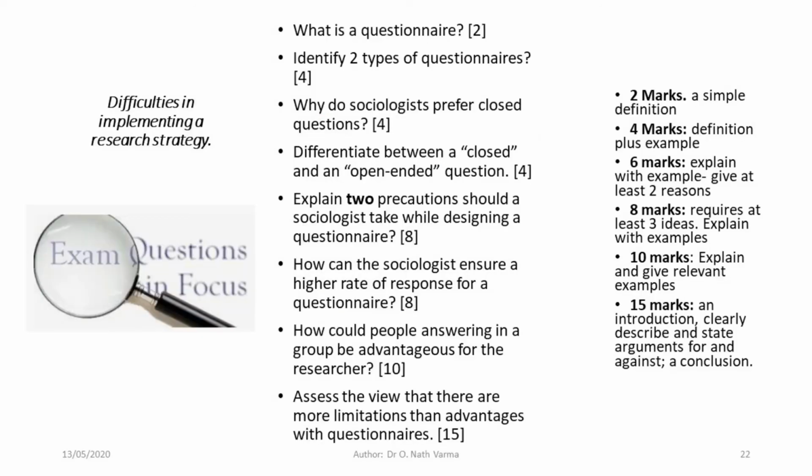Let us now look at some of the questions you might get in an examination. What is a questionnaire? 2 marks. Identify 2 types of questionnaires. 4 marks. Why do sociologists prefer closed questions? 4 marks. Differentiate between a closed and an open-ended question. 4 marks. Explain 2 precautions a sociologist should take while designing a questionnaire. 8 marks. How can the sociologist ensure a higher rate of response for a questionnaire? 8 marks. How could people answering in a group be advantageous for the researcher? 10 marks. Assess the view that there are more limitations than advantages with this questionnaire. 15 marks.